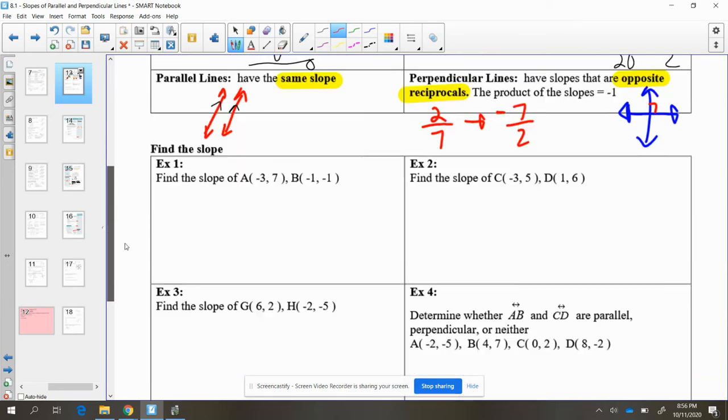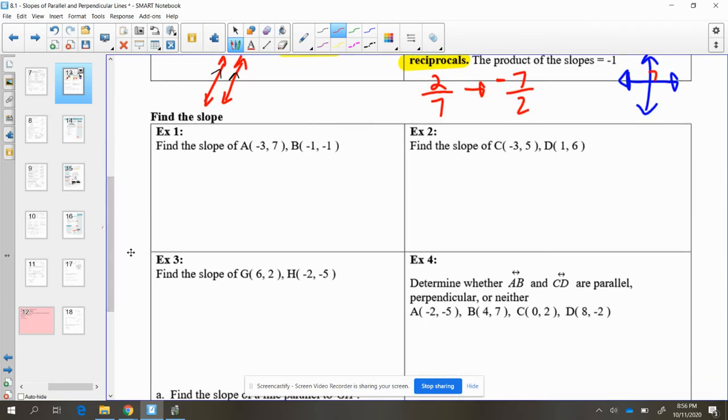Now, actually calculating slope then, we've done this since the beginning of the year, but it's been a little bit of time. So a reminder, when you're calculating the slope, you want to make sure you take your y values and you're going to subtract them. And you're going to then take your x values and subtract those. So our x values are -3 and -1. Our y values are 7 and -1. So we start plugging this in.